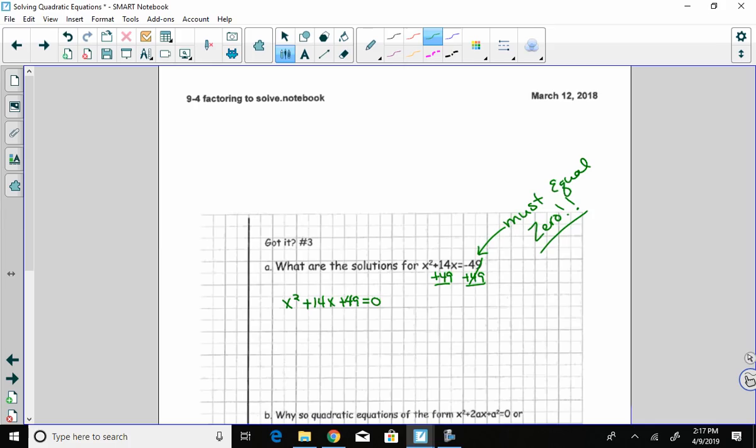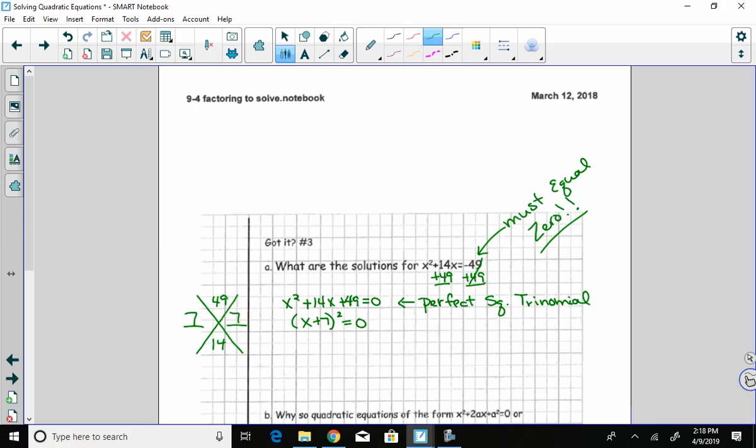Now, some of you might realize there's a shortcut. Others of you may not. If you don't see the shortcut, you're like, what makes 49 and 14? Most of you are like, oh, it's 7. Also, there's a group of you who goes, this is a perfect square trinomial. You had memorized your perfect square trinomials and knew that this became x plus 7 quantity squared is equal to 0.